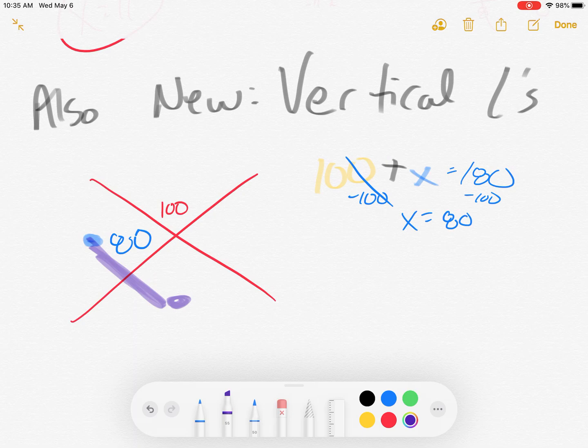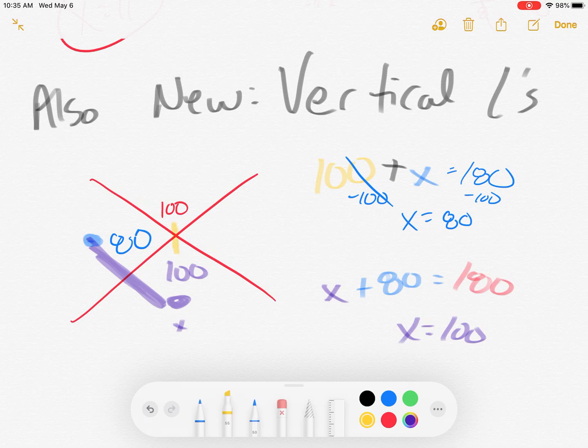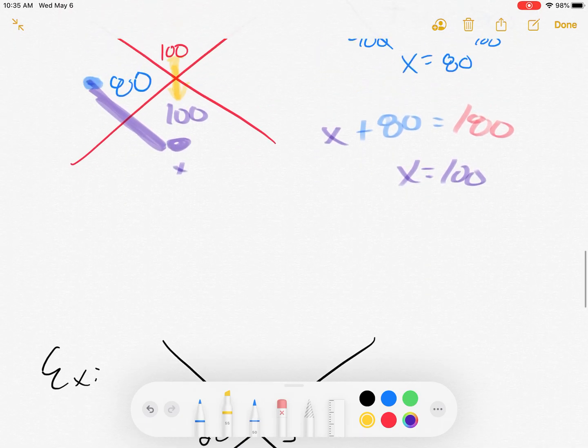Well, again, these two add up to 180, excuse me. So we would say purple, call that x, plus 80 equals 180. Minus 80 minus 80, you get x equals 100. So the long way about that is saying that the vertical angles, the ones straight across from each other, across the vertex, they're always congruent.